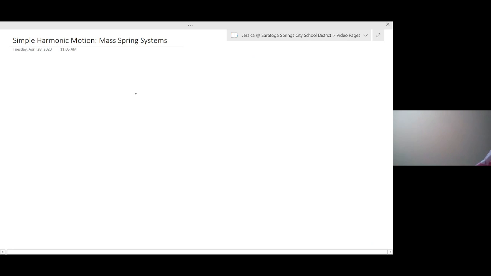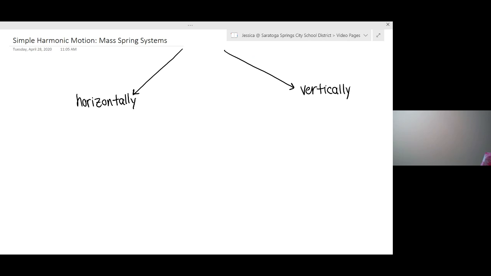So there's really 2 different ways that we can look at masses on springs. We can have them horizontally, or we can have them vertically. First I'm going to talk about the horizontal ones because they are A, more common, and B, a little bit easier to understand. Our setup is pretty much, usually there's a spring attached to a wall and then attached to some mass here. And more often than not, the surface is going to be frictionless.